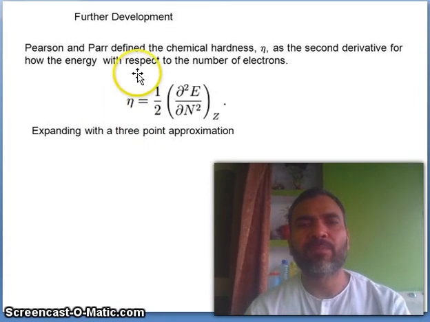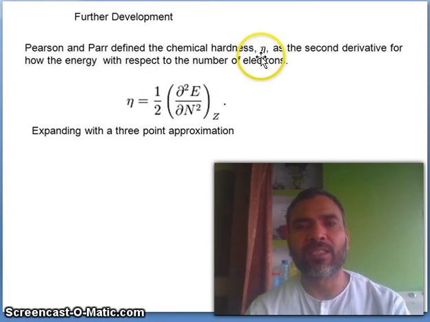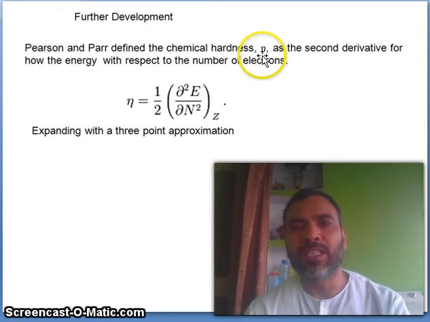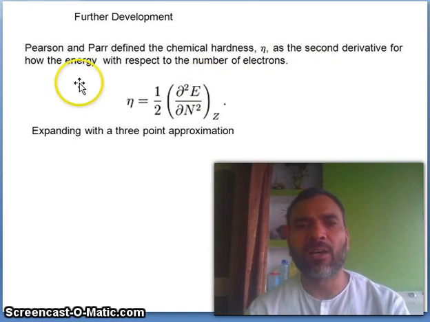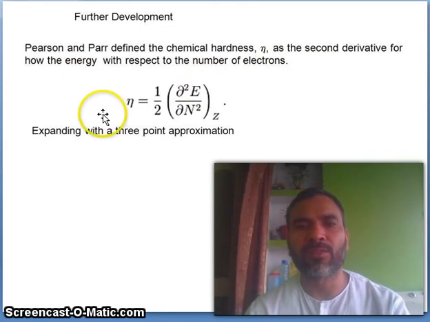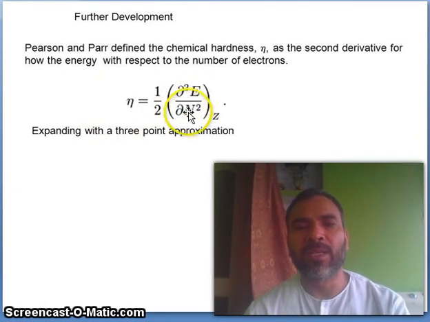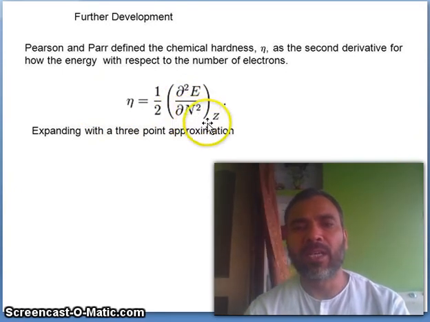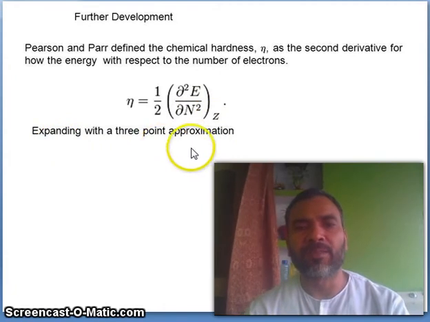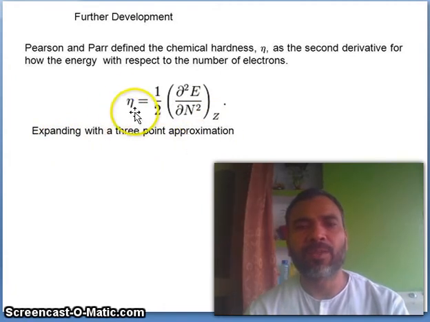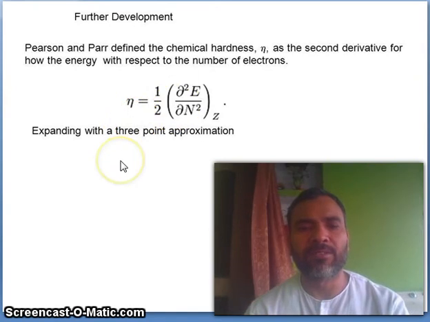So Pearson and Parr defined the chemical hardness. Chemical hardness we symbolize with eta, and it is the second derivative of the energy with respect to the number of electrons. So eta is equal to 1 by 2 del square E by del N square, expanding with a 3-point approximation. So chemical hardness eta you can calculate with the help of this derivative.